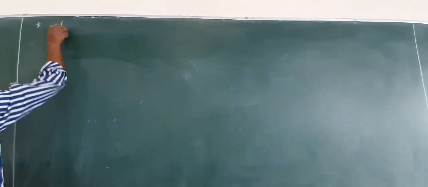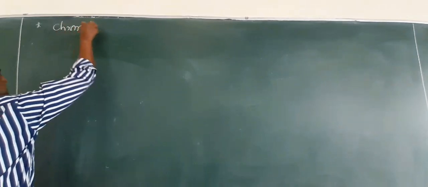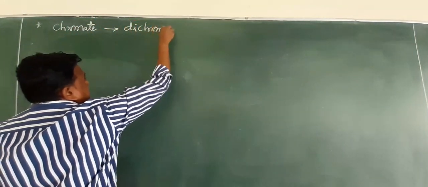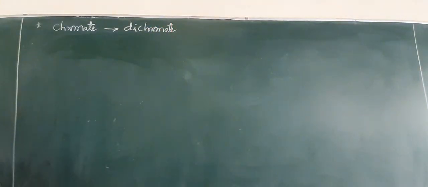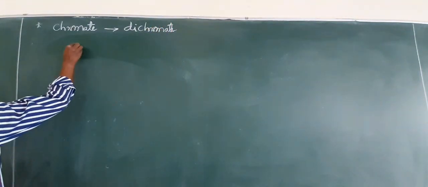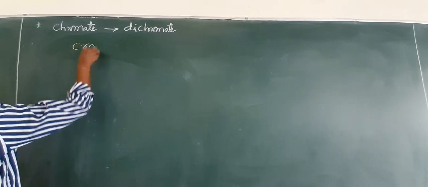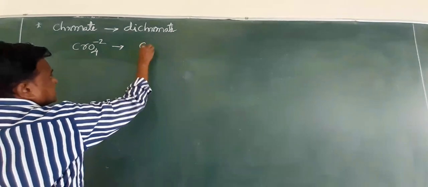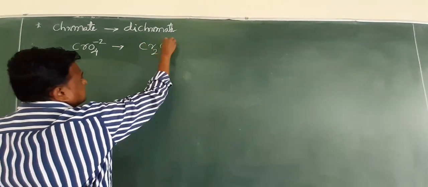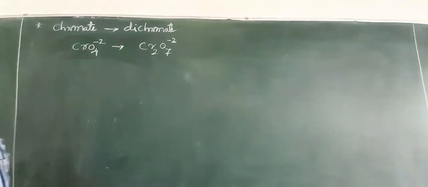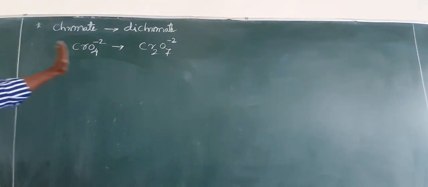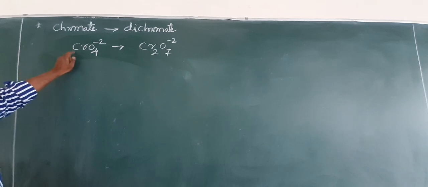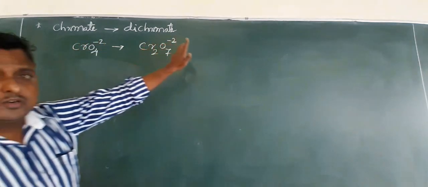Very simple. First we start with chromate converting into dichromate. This is very important: the chromate and dichromate ions. This is chromate, CrO4 2 minus. Dichromate is Cr2O7. These are the simple chromate and dichromate components. First, our target is how the chromate ion is converted into dichromate.